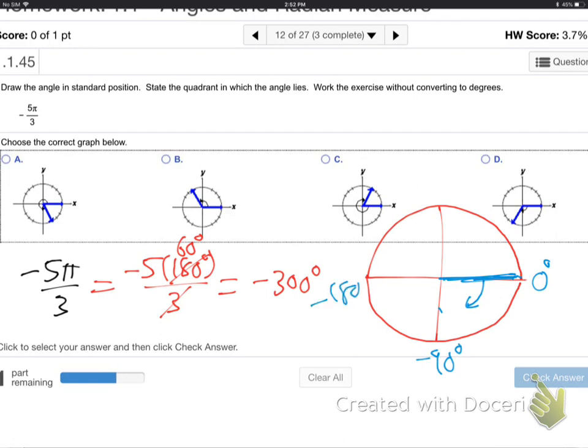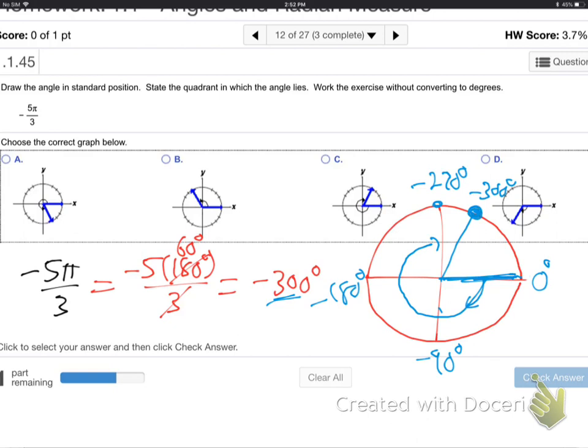This would be negative 180. So I'm going down and around. This would be negative 270. Keep going. It's even past that. It's negative 300. So it's somewhere right around there, isn't it? It's not all the way around. It's not negative 360. So it's right around there.